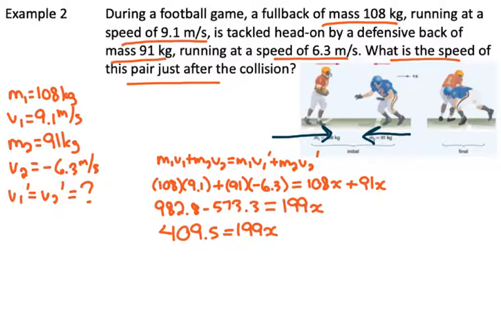Divide both sides by 199. We'll need 2 sig figs on this. We get 2.0 meters per second. And the other thing that's important here is the direction. Looking back at the velocities that we had, we said that the fullback was going in the positive direction and the defensive back was going in the negative direction. So when these two collide, we do need to state somehow that they're still going in the direction of the running back.